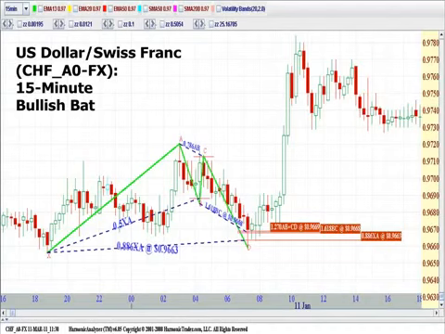This 15-minute chart of a bullish Bat in the US dollar versus the Swiss franc shows yet again another distinct bullish Bat. First place we look is the B point. What's that tell you? That tells you we're at a 50% of the XA leg.